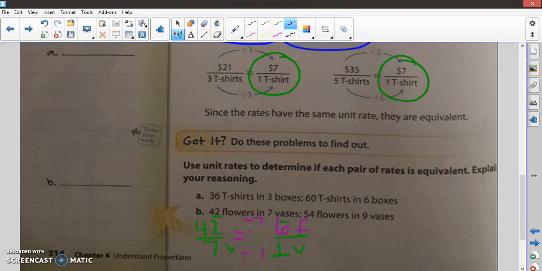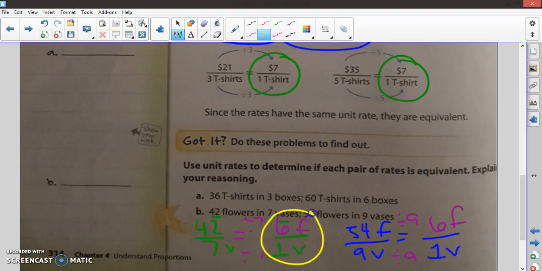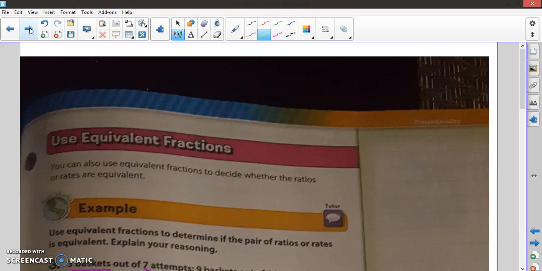Okay, we're going to do the next one. 54 flowers in 9 vases. So I need to find one vase. I'm going to divide by 9. So I get 6 flowers. So this time we do have the same unit rate. So my answer is yes. Alright, let's go to the next page.